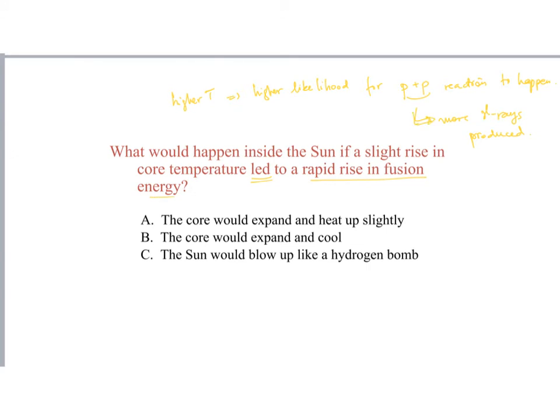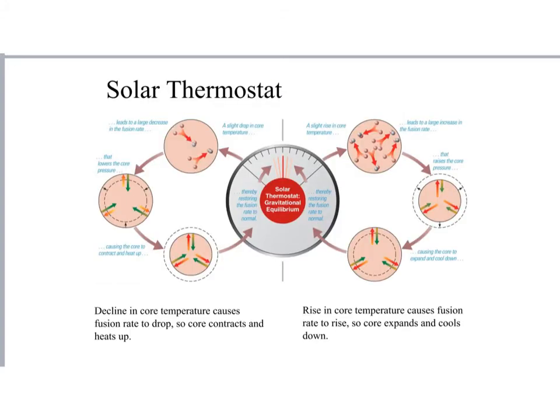Okay, what do you think is going to happen? What's going to happen is the core would expand, and because of that expansion, the pressure goes down and the core is going to cool. Now, this is very important, as it basically establishes the solar thermostat. So let me guide you through what happens inside the solar core.